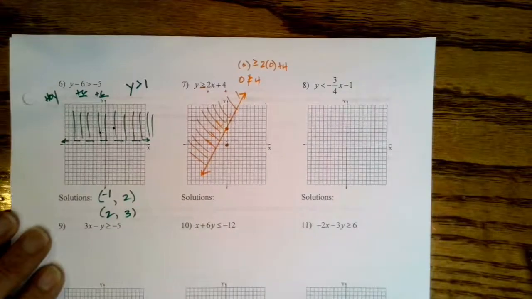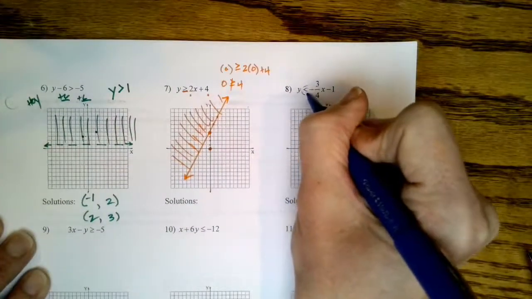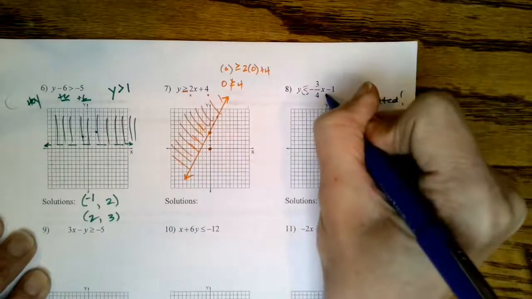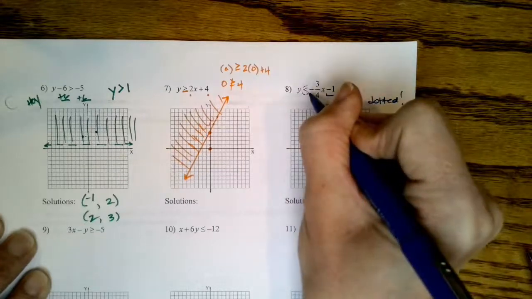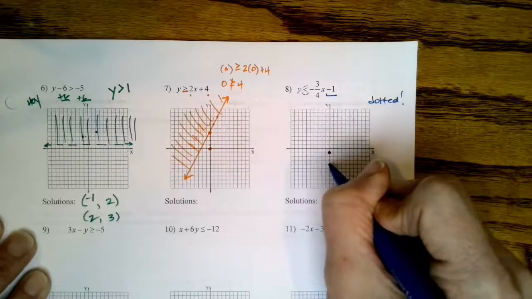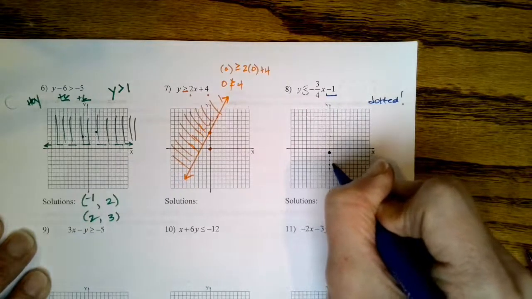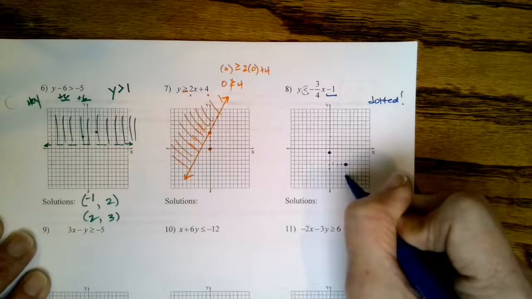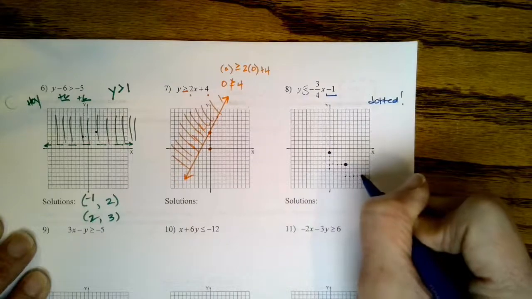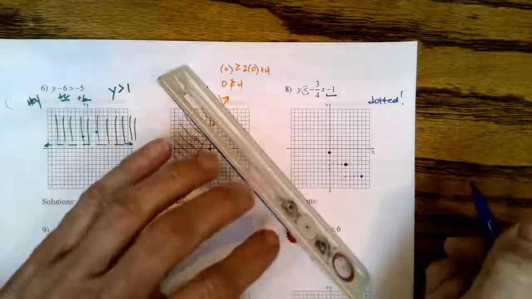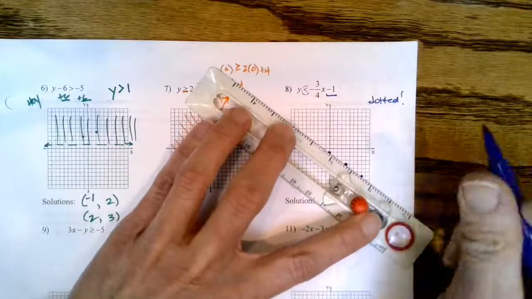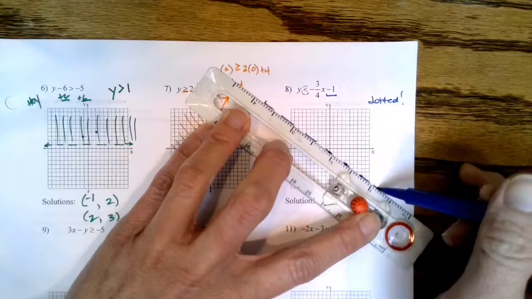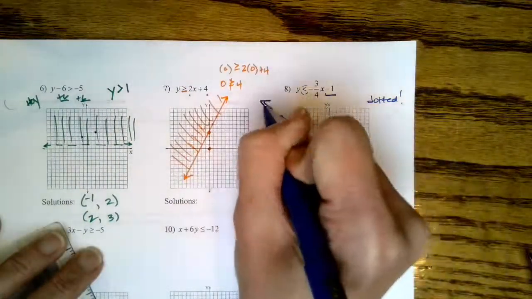All right, let's check out the next one. I have a less than sign, so I know right away I'm going to have a dotted line. My y-intercept is -1, and I'm going to fall at a rate of 3 for every 4 I go over, because my slope is -3/4. Now I got to remember it's a dotted line, so dot, dot, dot, dot, dot, dot, dot. It's not allowed to be equal to it.